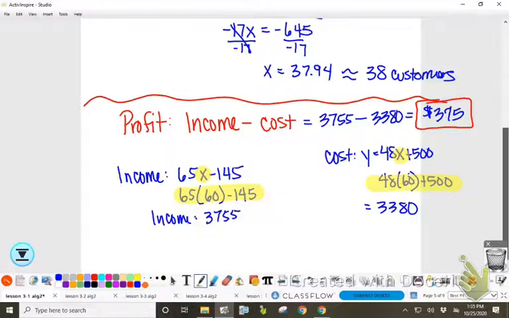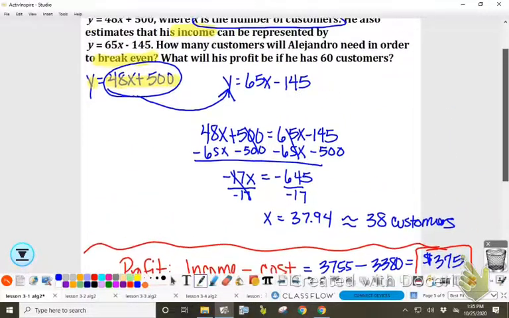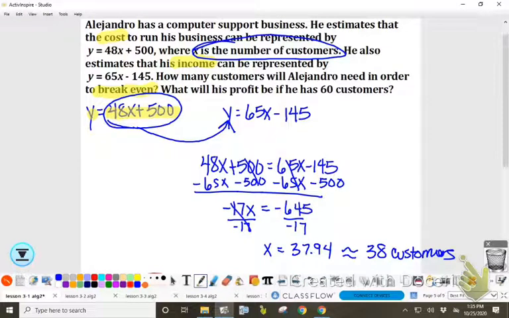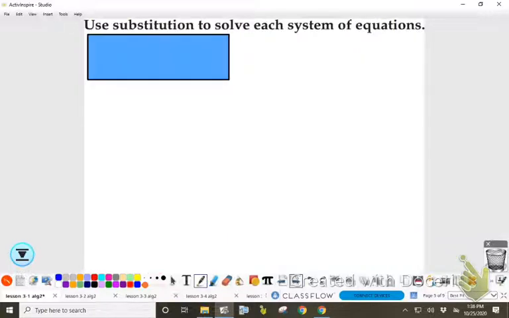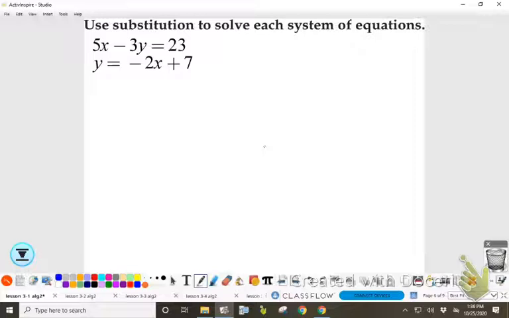Now, the whole point in this problem is using the substitution method. So they gave you two equations, and you had to substitute one equation into the other. We're going to do another one like that. Use the substitution method to solve this system: 5x minus 3y equals 23, and y equals negative 2x plus 7. Write those down.